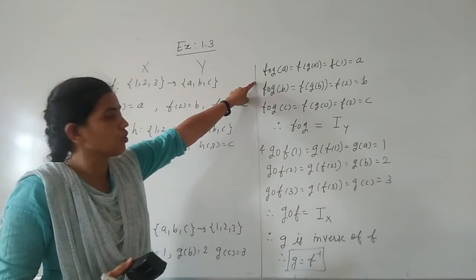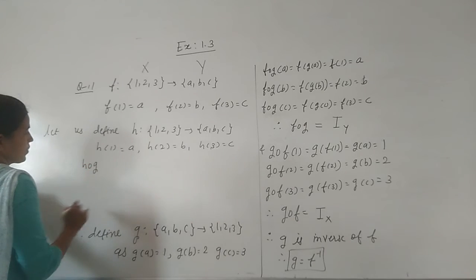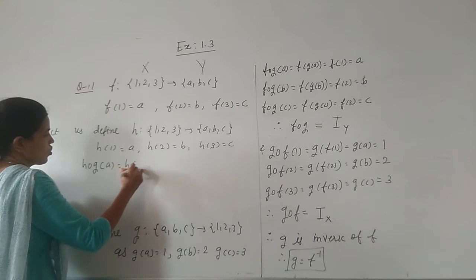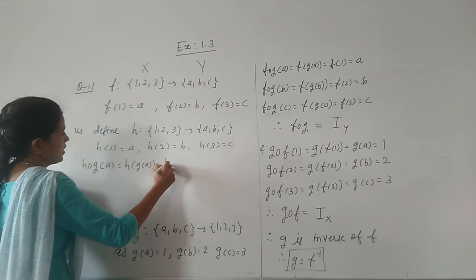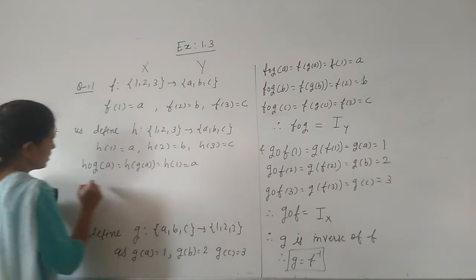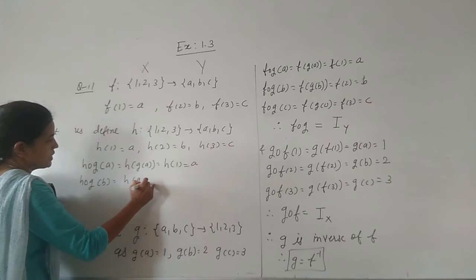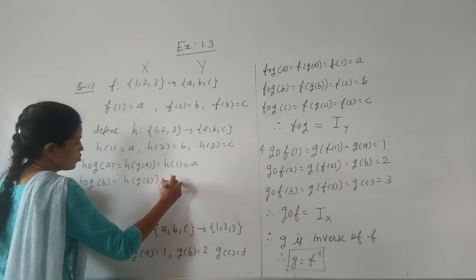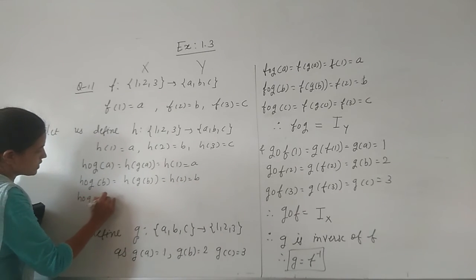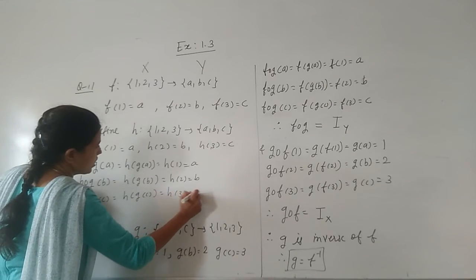So that's why we have to follow this process. So we are finding now H composition of G of A, as G is from A, B, C. So H of G of A is H of 1, and H of 1 is A. Similarly, H of G of B. So H of G of B is H of 2, and H of 2 is B. So H of G of C, that is H of 3, that is equal to C.